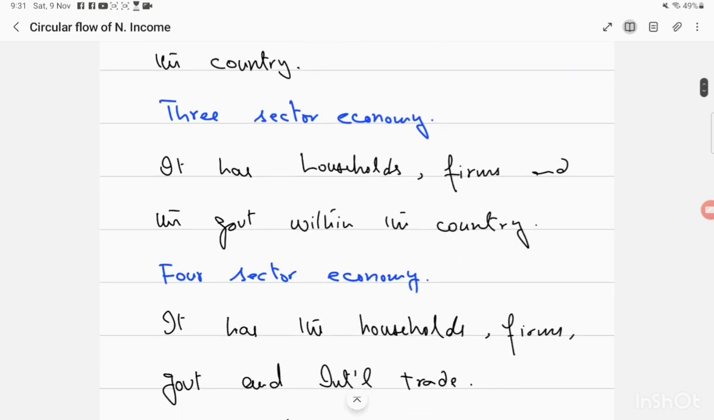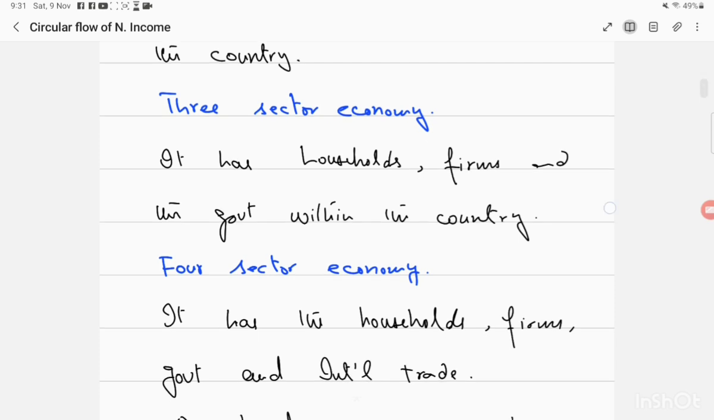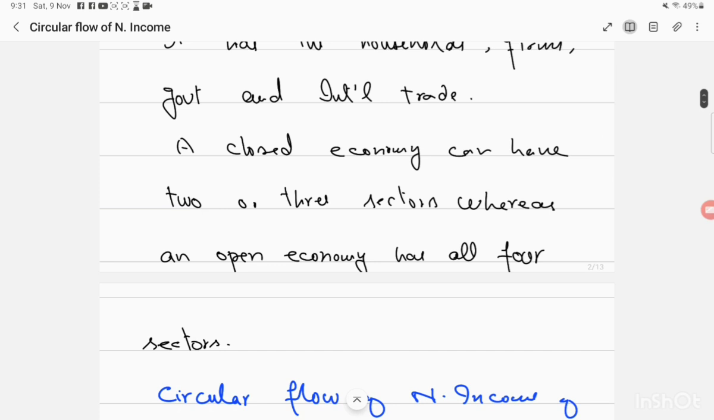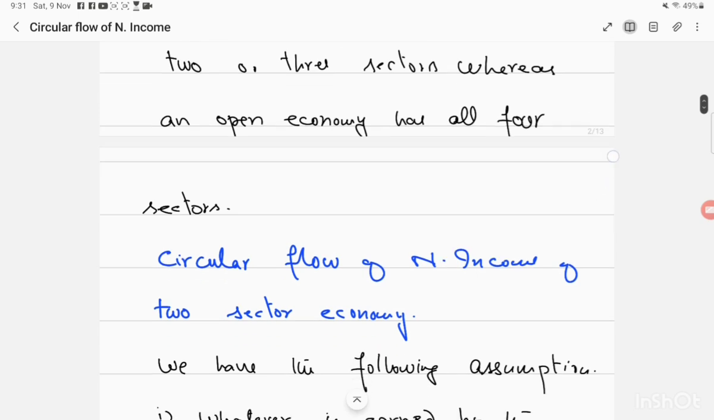In a three sector economy, we have three economic agents. One of them is the household, another is the firm, and the third one is the government within the country. This is the closed economy with the government. Now, a four sector economy is a full economy which also has international trade. It has households, firms, government and international trade. A closed economy has two or three sectors, whereas the open economy has all four sectors of an economy.